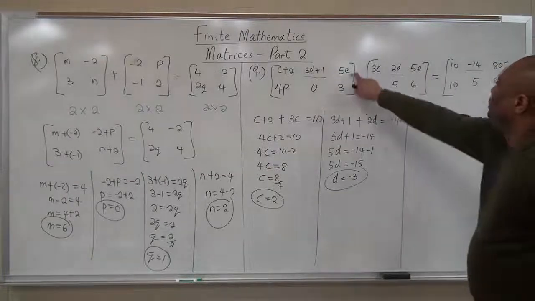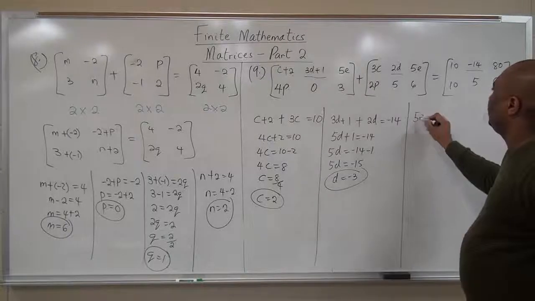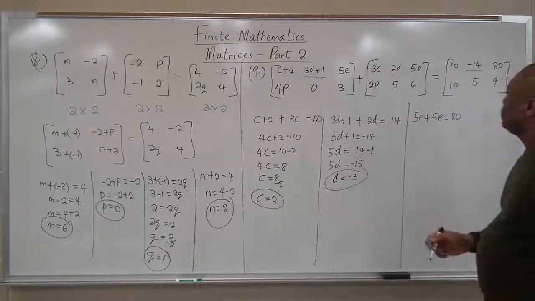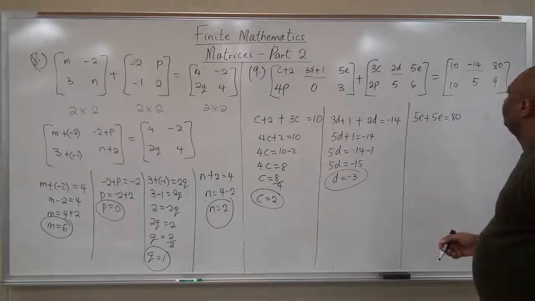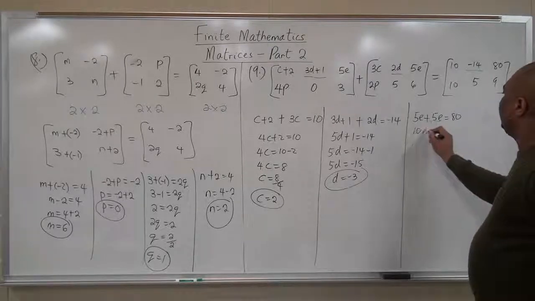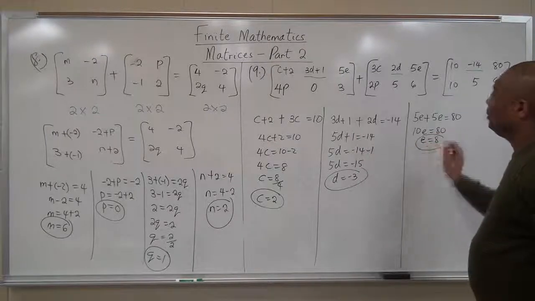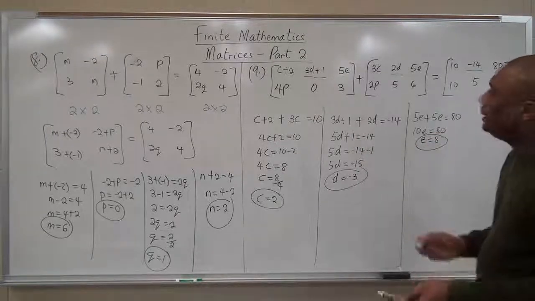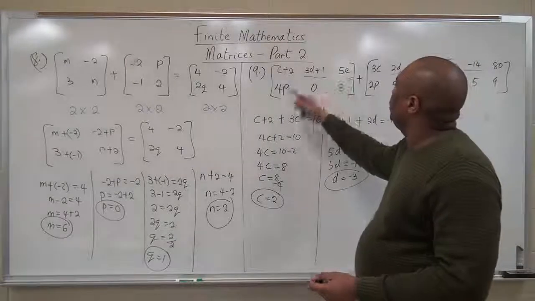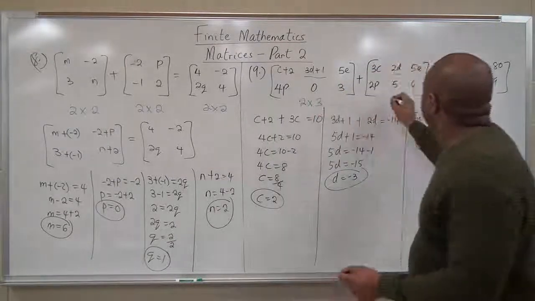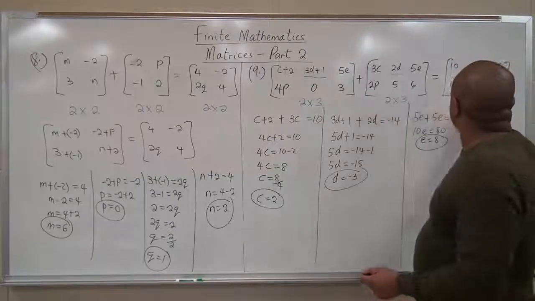Next one, this one, 5E plus 5E is 80. So this is what? 10E is 80, and E is 8. I didn't write the order here. What is this order? 1, 2, 1, 2, 3. 2 by 3. Okay, this is 2 by 3. They must have the same order, 2 by 3.